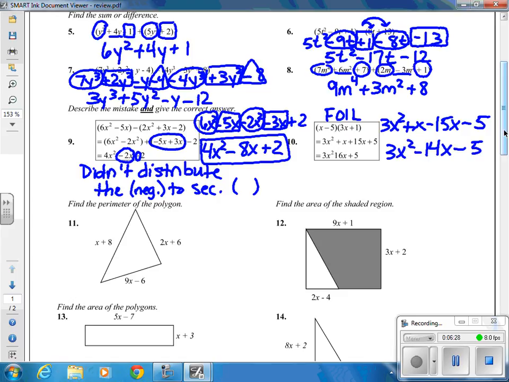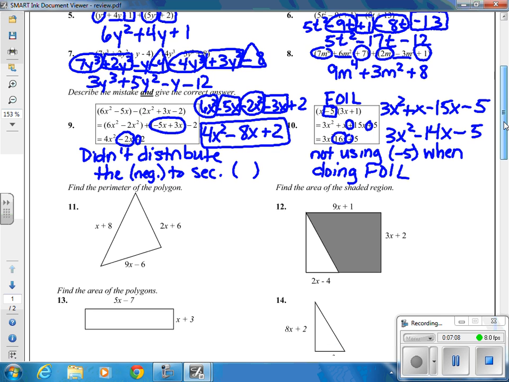If I look at my answer compared to theirs, again the middle is their mistake, and then there's a sign mistake attached to the 5. Right? But if I take one more step back before that and I look at my work compared to their work, I have 3x squared plus x just like they do, but I have a minus 15 right here and a minus 5 because this is a negative 5. This person did not use that as a negative 5, they used it as a positive 5. Right? So the mistake in this case was not using negative 5 when doing FOIL. Had they used it as a negative 5, they would have been fine. Right, so these are common mistakes that you guys as students tend to make as well. So watch out for them as you take your test.